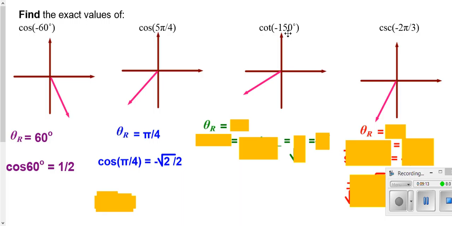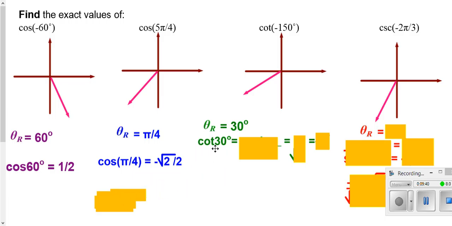Then we'll look at negative 150. Well, positive 150 would put you up here into the second quadrant. So negative 150 is going to rotate that same distance but backwards, so it puts you down here in the third quadrant. How far are you from the x-axis? Well, you're 30 degrees away, so your reference angle is 30. So all we have to do then is take a look at what we're supposed to have memorized, which would be the tangent.